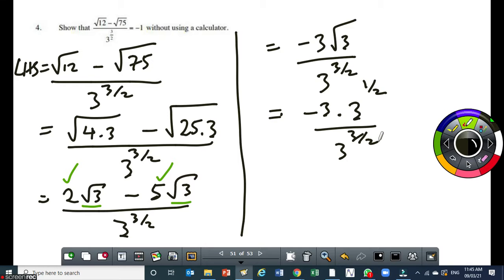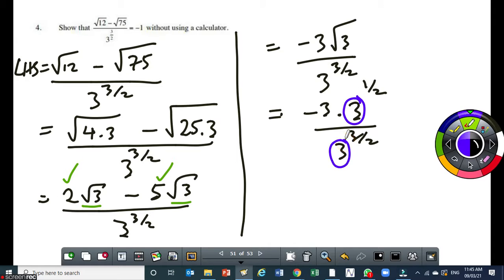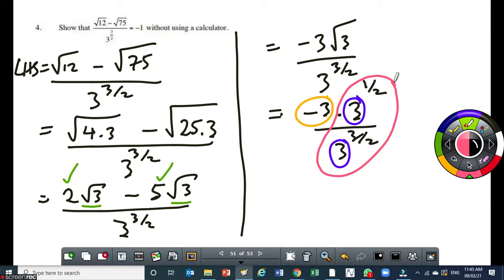Once you do this, you need to know that there is a common base here. There is a common base there. For now, forget about that minus 3 because it's negative. Okay? So let's leave the minus 3. Let's concentrate on 3 to the power of a half and 3 to the power of 3 over 2. So we can use the second law of exponents. We are dividing bases that are the same. Therefore, we can subtract their exponents.